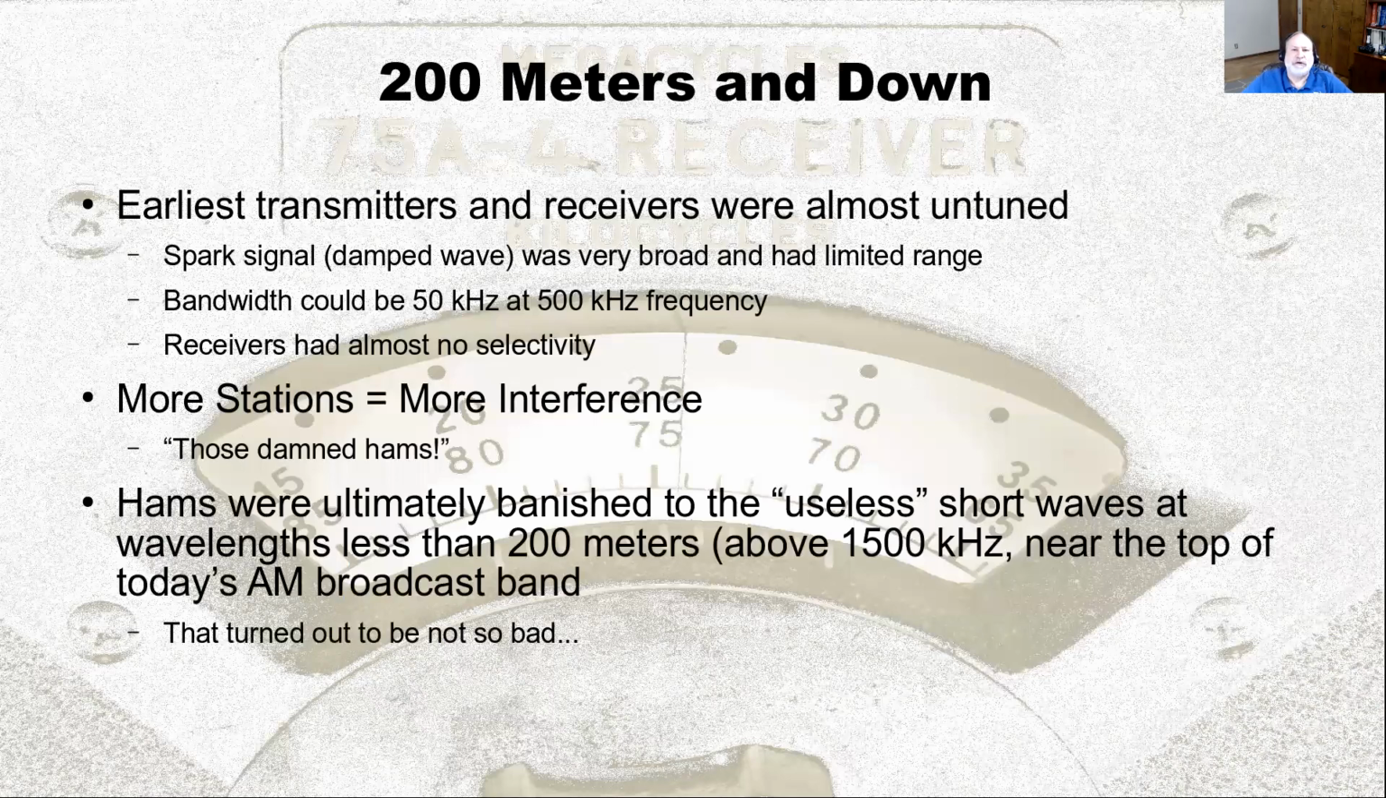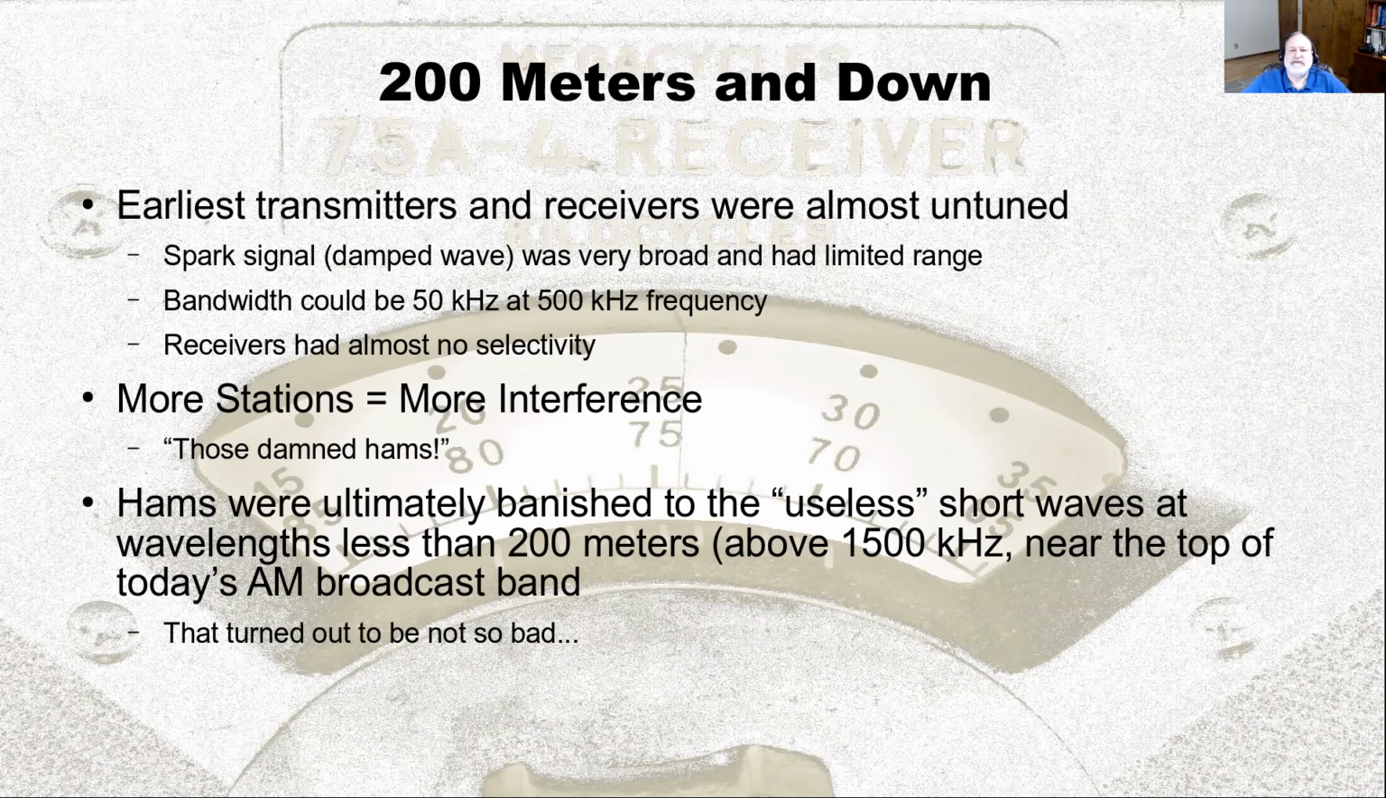If we go back to the very beginning of radio, the earliest transmitters and receivers were almost untuned. Transmitters were spark gaps that had very broad signals and limited range. The bandwidth of that transmitter could be 50 kilohertz, and that's operating at 500 kilohertz, so only a few stations could actually even fit into the spectrum. And to make things worse, receivers had almost no selectivity at all. So even if the transmitters were on different frequencies, the receivers couldn't tell them apart.